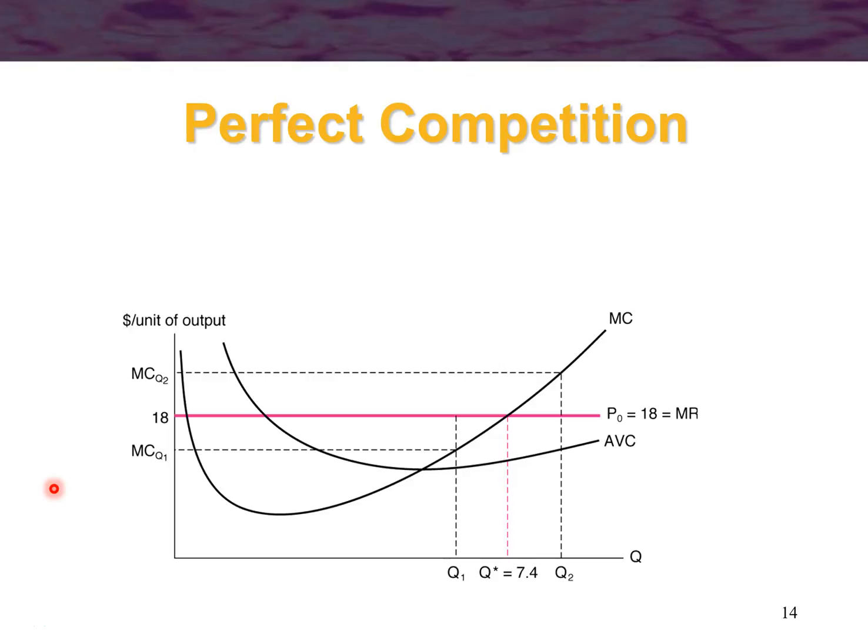But since this firm has no market power, their customers are very, very sensitive to price changes because there are so many competitors and they're all producing identical goods. If this firm just charges a little bit higher than the market price, a little higher than 18, they'll sell nothing.